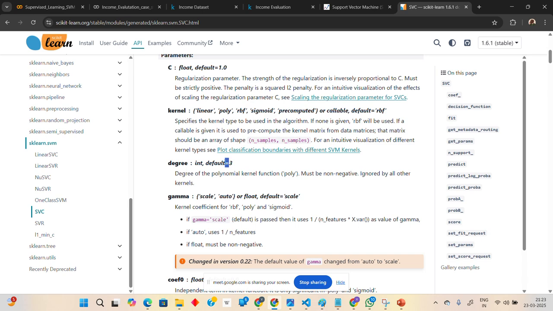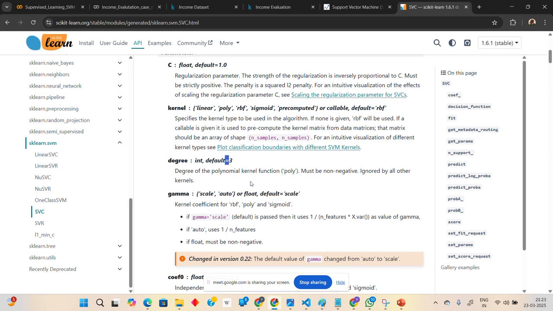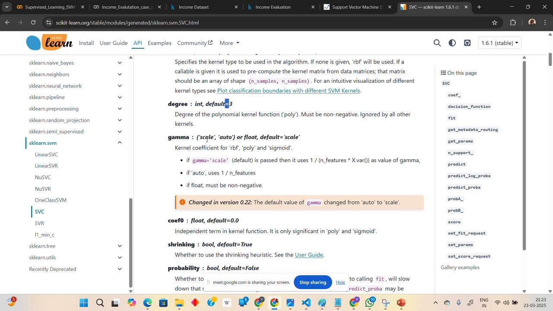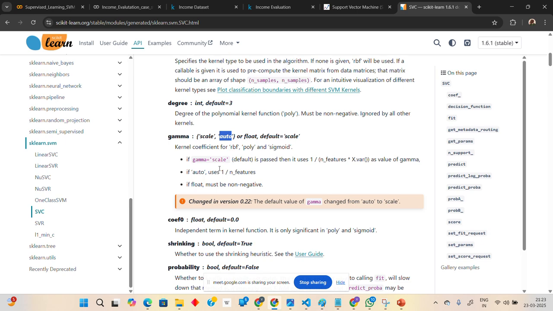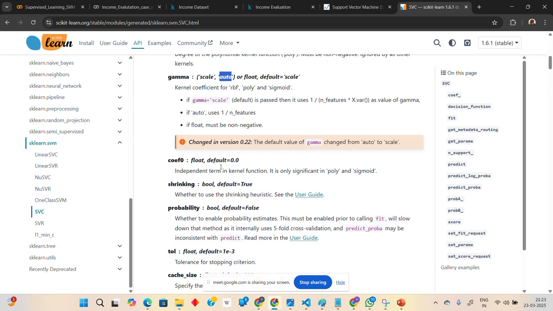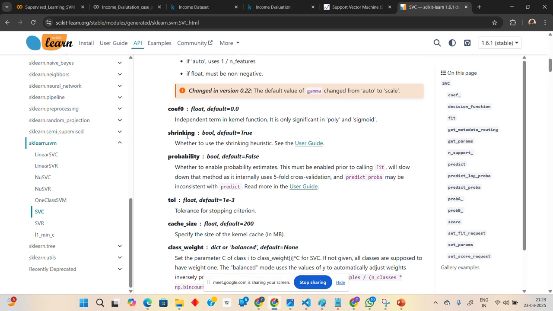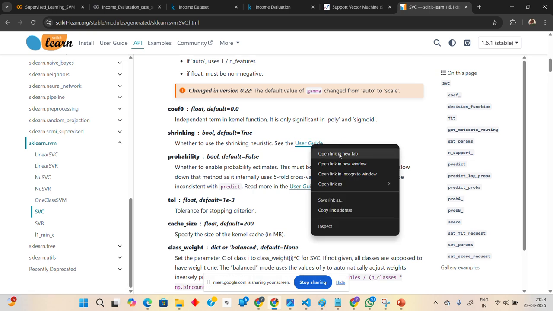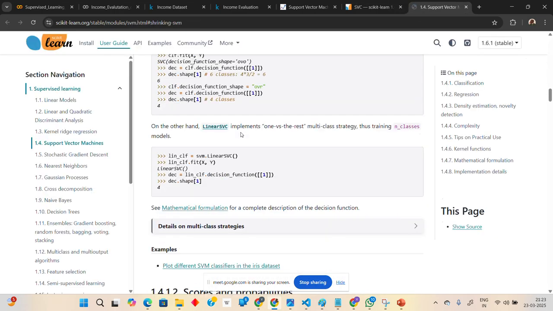By default it is degree 3, considering it is nonlinear, right? Gamma scale means auto, automatically adjusting. And if you want to specify, you can specify different values. And coefficient value, shrinking, whether to use the shrinking heuristic. If you really want to know what exactly shrinking is, it is provided here.